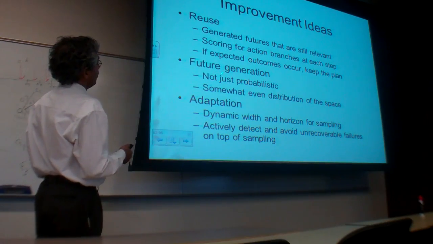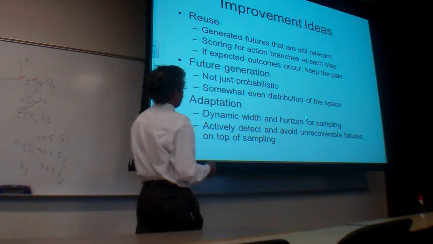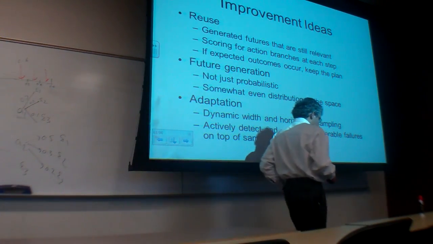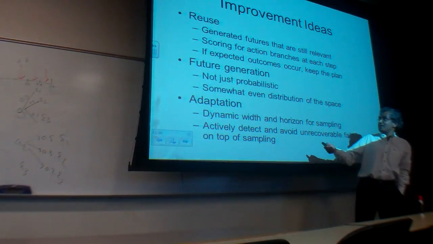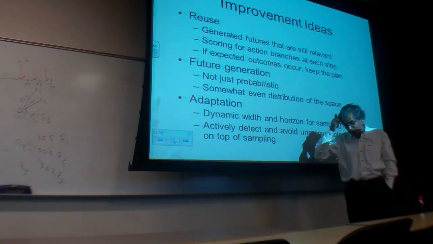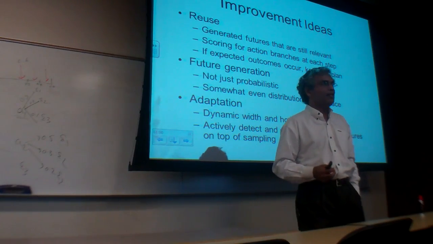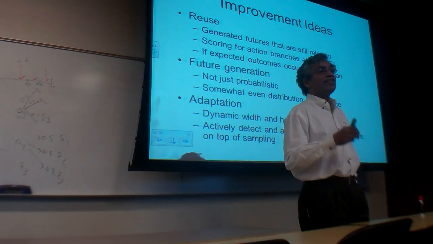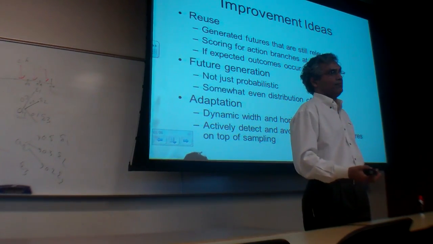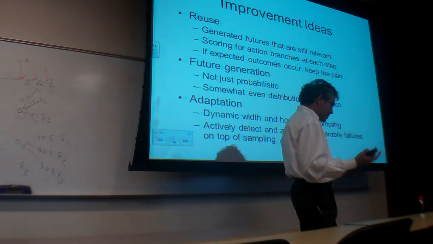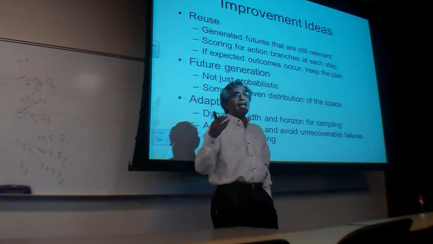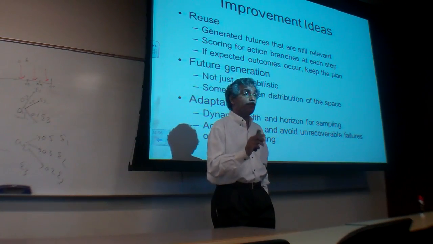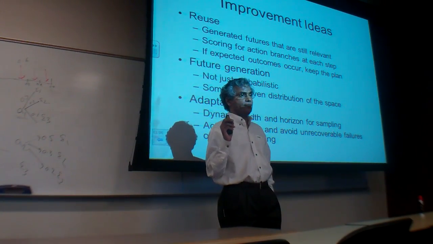And then the other one is future generation. Rather than just picking futures truly randomly, you basically bias futures. One way of biasing is, as I said, to pick an all outcome determinization future as one of the futures you consider.